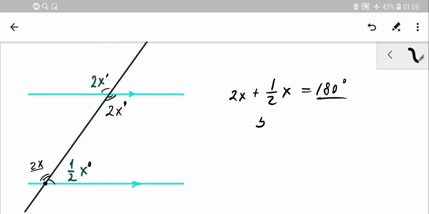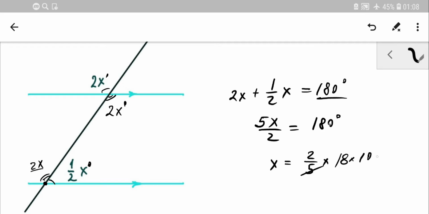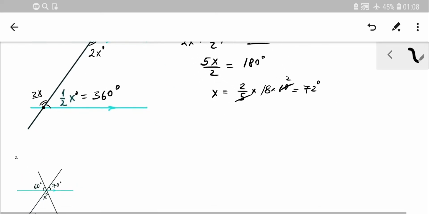So let's do it quick. You'll get 5x over 2 is 180. So x is 2 over 5 of 180, but I will write it like 18 times 10 and simply cancel that. So I'll get 2 times 18 is 36 and times 2, 72 degrees. So for each x there is 72 degrees. So the total value here is 36 degrees, and this is double the quantity of 72. It's 144.